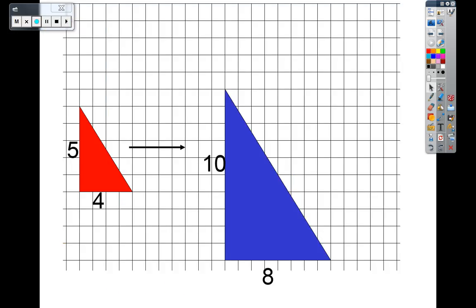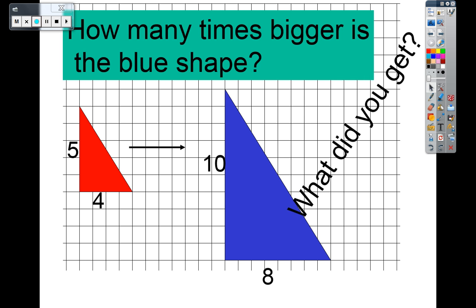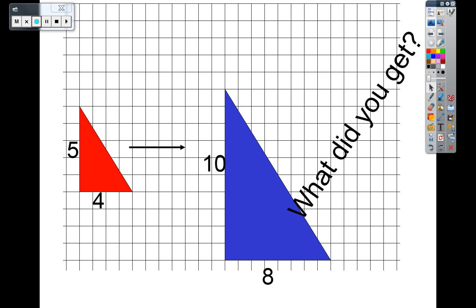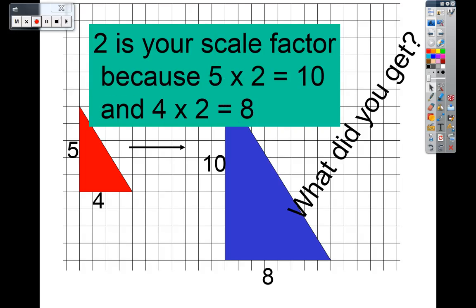Alright, so now I want to find out what my scale factor is, going from 5, 4 to 10, 8. What do I need to multiply my 5 by to get 10? How many times bigger is the blue shape? I got that 5 times 2 gives me 10, and 4 times 2 equals 8. So 2 is my scale factor.